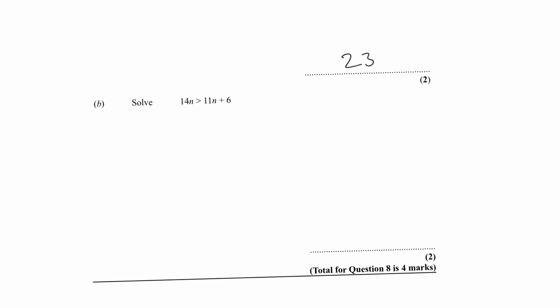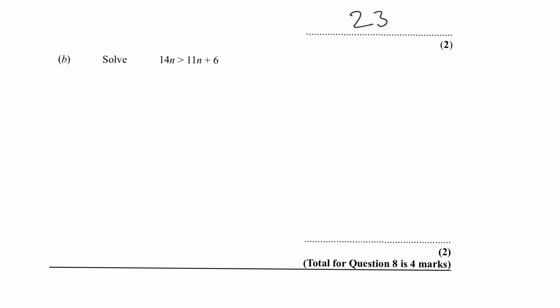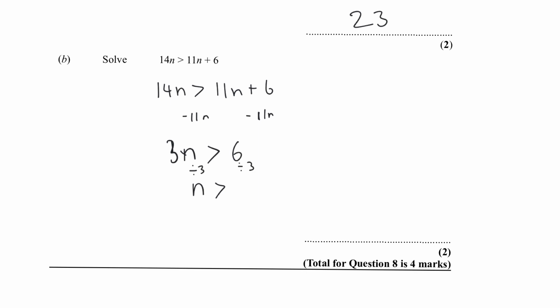And then part b, it wants us to solve this. Whenever you see solve, you're basically trying to work out what the letter is equal to. We've got 14n is more than 11n plus 6. So I'm going to take away 11n on both sides, and that's going to leave me with 3n is greater than 6. To work out what n is, I'm going to divide by 3 on both sides, and then n would be greater than 2.